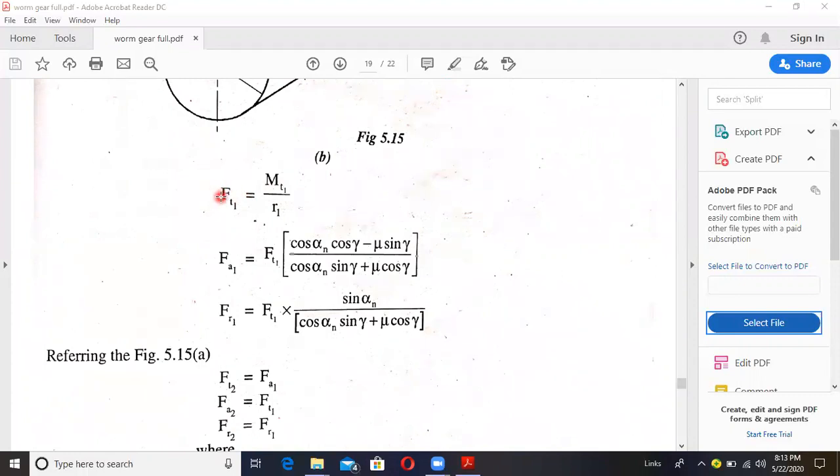So Ft1 is nothing but the tangential force acting on the worm. It can be calculated by using this formula. Fa1 is nothing but the axial force acting on the worm. By using this formula, we are going to calculate the axial force. Here Ft1 is nothing but the tangential force, from this we are going to substitute. Alpha is nothing but pressure angle, gamma is nothing but lead angle, and mu is nothing but coefficient of friction. Next, Fr1 is nothing but the radial force acting on the worm. So these are the three formulas we are going to use to calculate the tangential force, axial force and radial force acting on the worm.